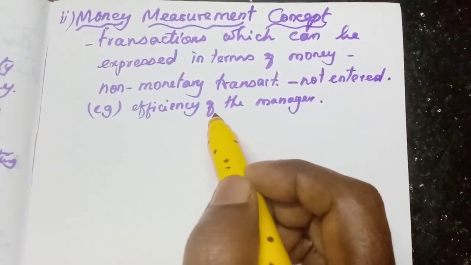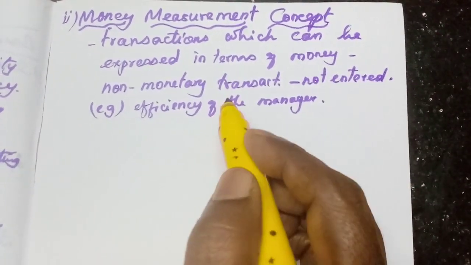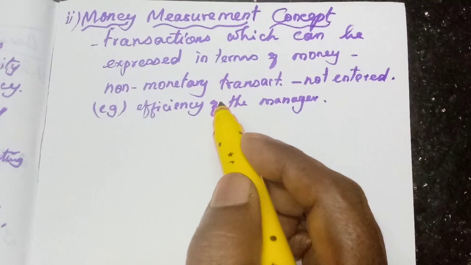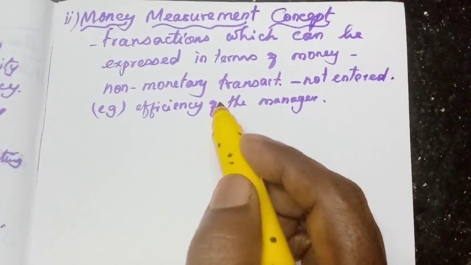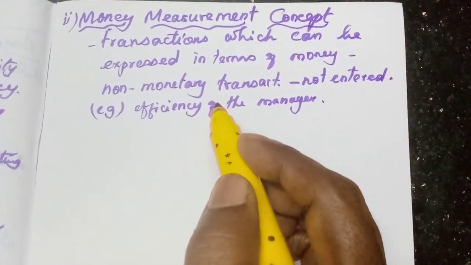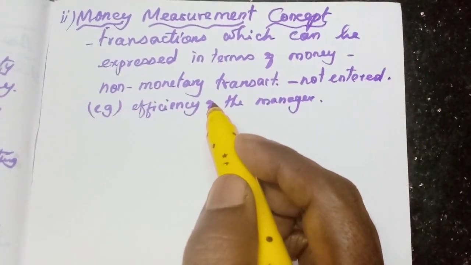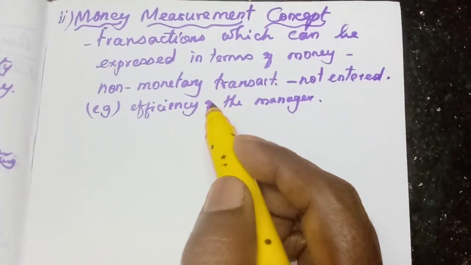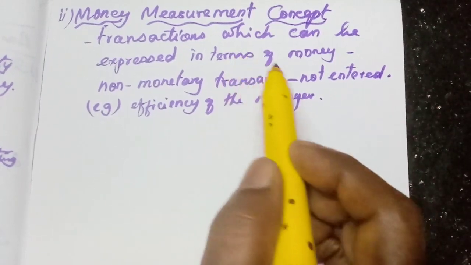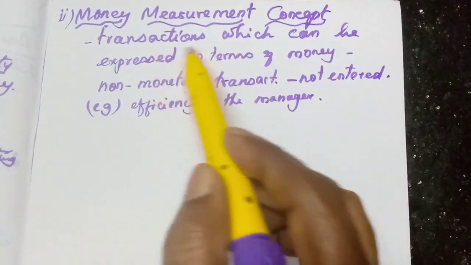Even if another manager comes in the next year with less efficiency, he doesn't know how to run the business, he doesn't know how to deal with his employees, torturing them. Because of his torture they were not able to work properly, so they may not work sincerely, production went down, and that year they got less profit. But no one can find out why that profit has gone down, because that is not entered in the books of accounts. So that is a limitation of the money measurement concept.